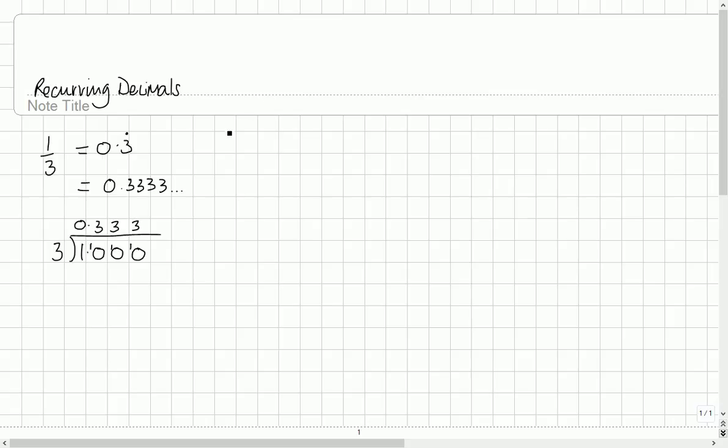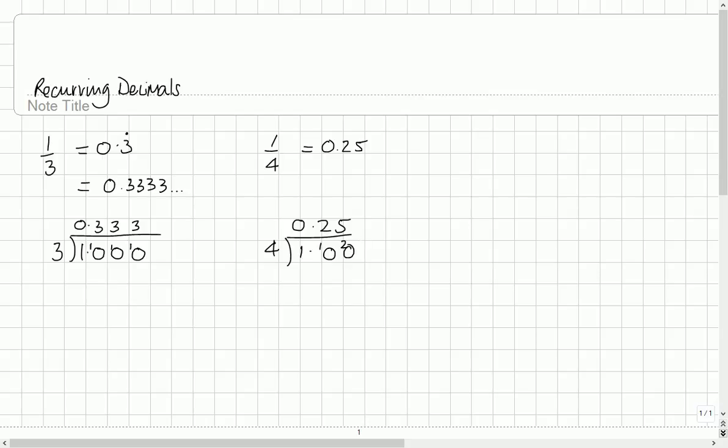Let's compare it with a number that doesn't have a recurring decimal. So for example, a quarter, which we know is 0.25. When we do the bus stop division for this, look what happens. 1.00. 4 goes into 1 no times. Remainder 1. 4 goes into 10 twice. Remainder 2. 4 goes into 20 5 times, no remainder. So that terminates and we've got an exact decimal.